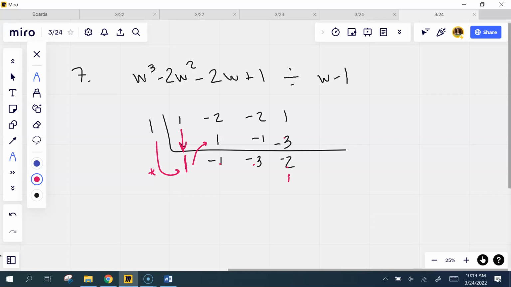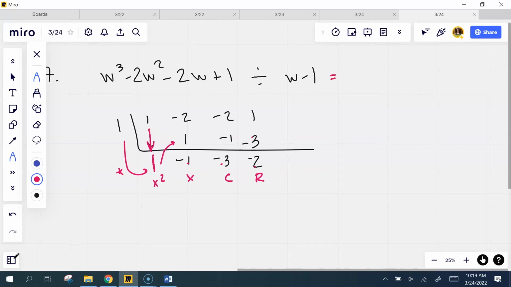This is my remainder, constant, x, and x squared. So this equals x squared minus x minus 3. Oh, you're right. Thank you. W squared minus w minus 3. And then you can either do plus negative 2 over w minus 1 or minus 2 over w minus 1. Either one's fine.